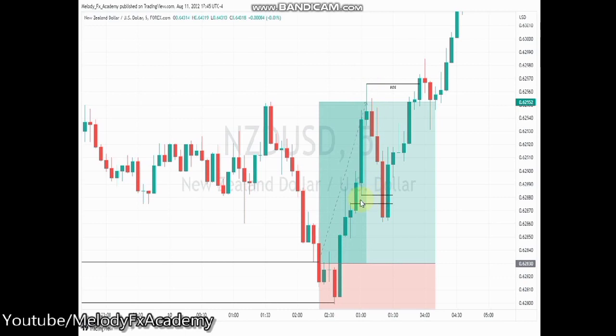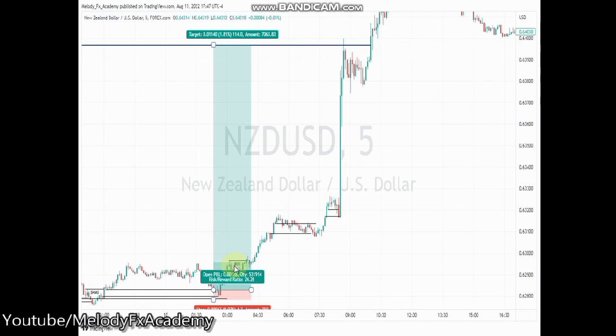So once price trades back down into a fair value gap, you can add another entry on this fair value gap. Once price breaks structure again, you can add another entry, but you have to apply proper risk management. Now the overall target is that we are aiming for that weekly fair value gap.